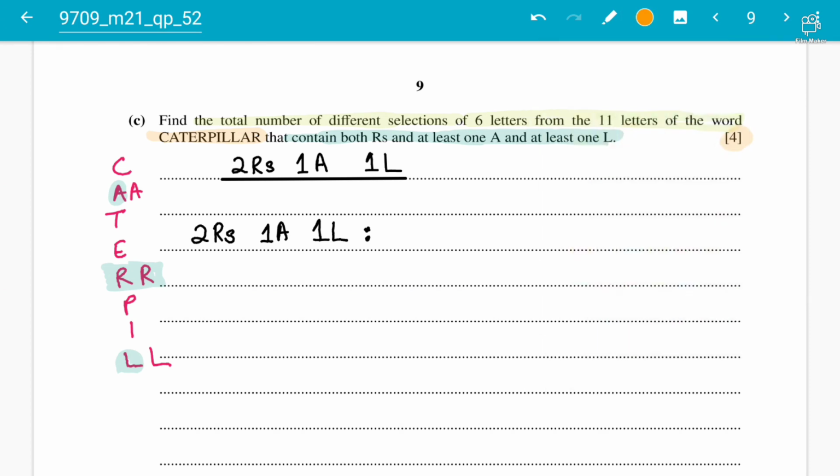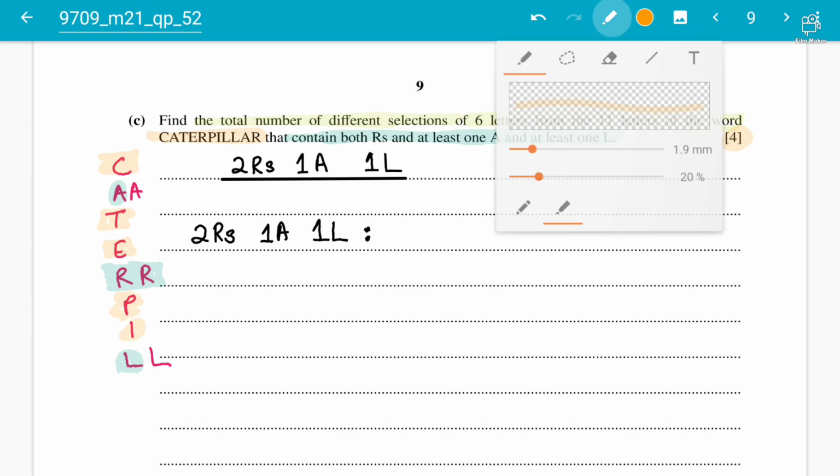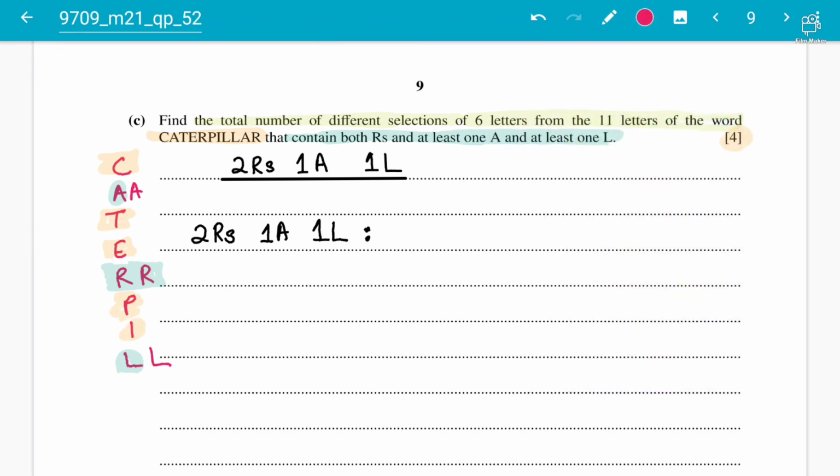So what is left is basically, always remember, C will be left, T will be left, E will be left, P will be left, and I will be left always, okay, students. So it will be C, T, E, P and I, these 5 will be left, okay. So if you have already selected 2C2, the 1C1 for A, and the 1C1 for L, eventually you will be left with selecting 2 letters from these 5 letters.